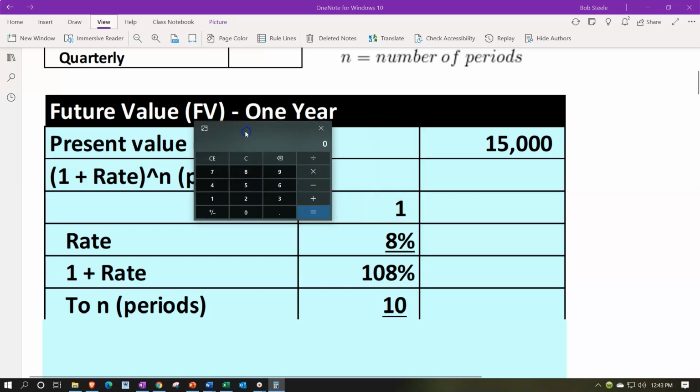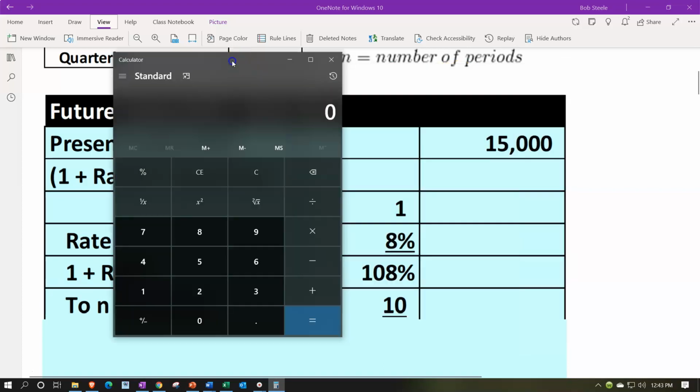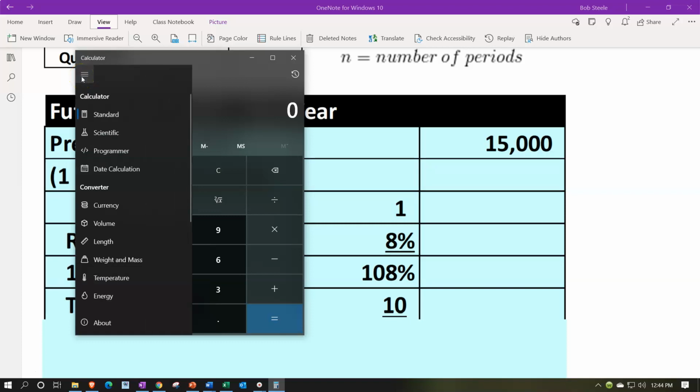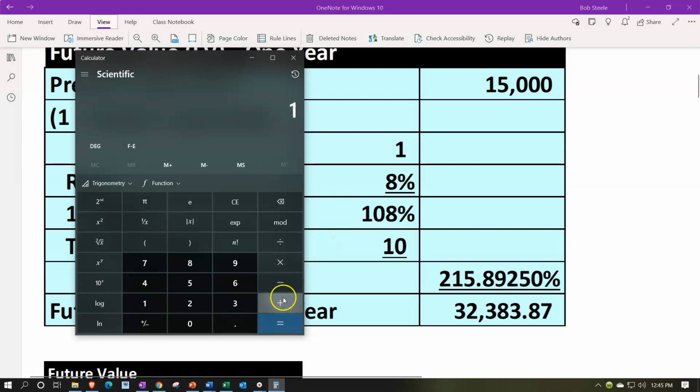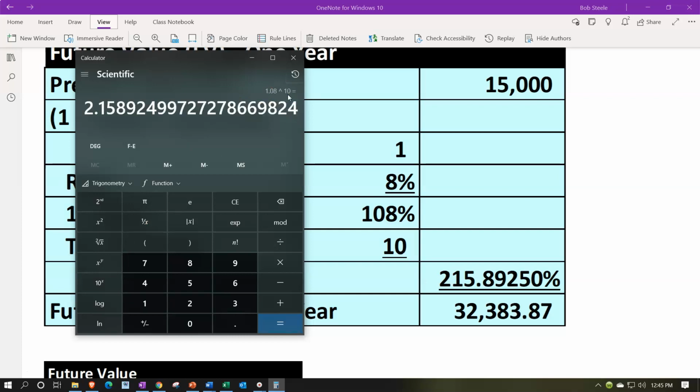Let's do that calculation using a scientific calculator, which you can get to in your Windows calculator by going to the drop down on the side, scientific calculator. So we're going to say the 1 and then plus the 0.08. That's going to give us the 1.08 or the 108%. We're going to take that to the power of n then, which is going to be this icon down below, to the power of, and there's the little caret, the 10. That's going to give us the 2.15892 and so on. This is in decimal format, as opposed to the percent format up top.